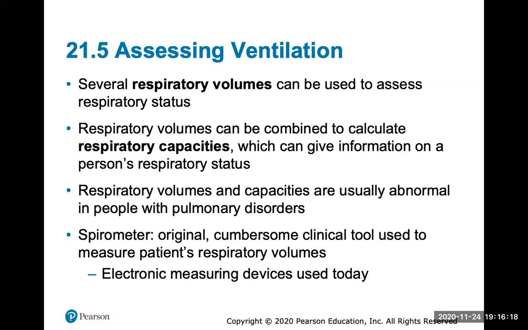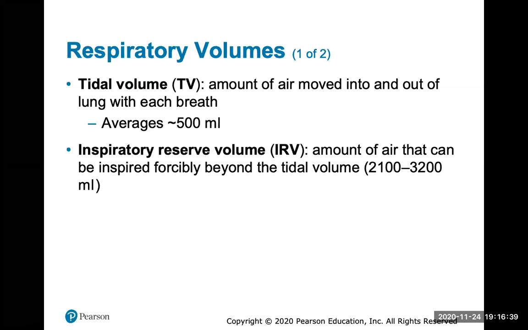Respiratory volumes can be combined to calculate respiratory capacities, and respiratory volumes and capacities are usually abnormal in people with pulmonary disorders. So we use a spirometer, which is an original, cumbersome clinical tool used to measure patients' respiratory volumes. We have electronic measuring devices used today, but we can measure someone's tidal volume, which is the amount of air moved into and out of the lung with each breath, averaging about 500 milliliters.